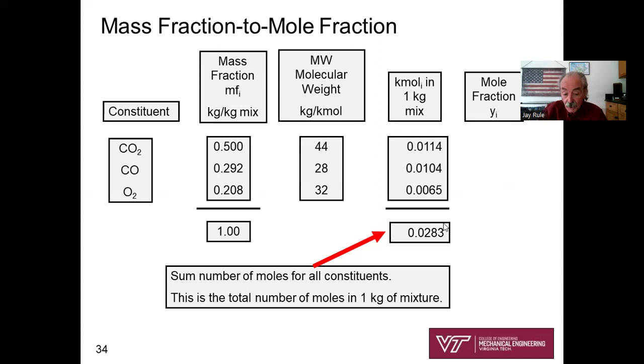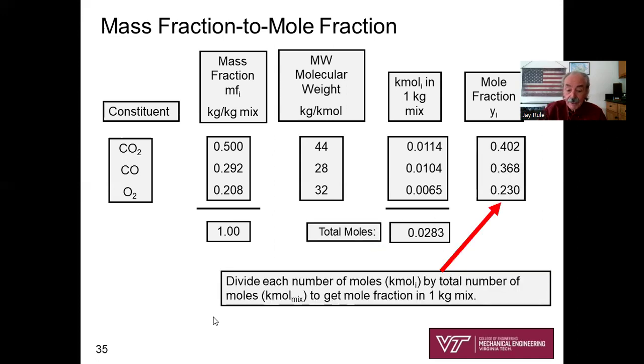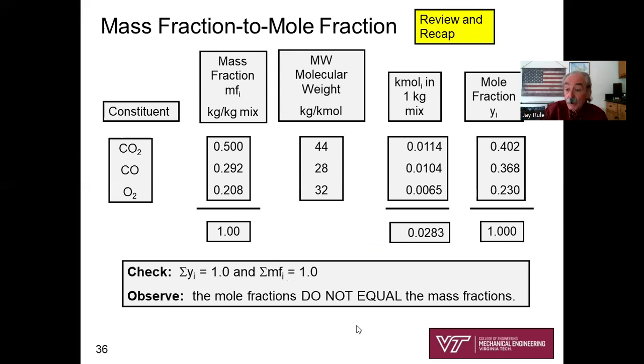Okay. We've summed all of the moles together. Mole fraction, pretty obvious. I'm going to take each number of moles divided by the total number of moles to get the mole fraction. Okay, there you go. Check our work. We're going to sum up both columns, mass fractions and mole fractions. They both add up to 100%. Great. And also, we're going to observe that the mole fractions do not equal the mass fractions. And that's a relief. Okay.